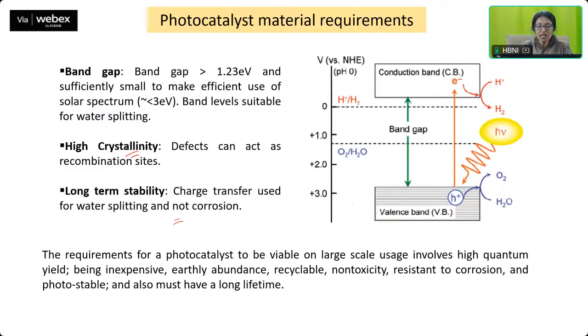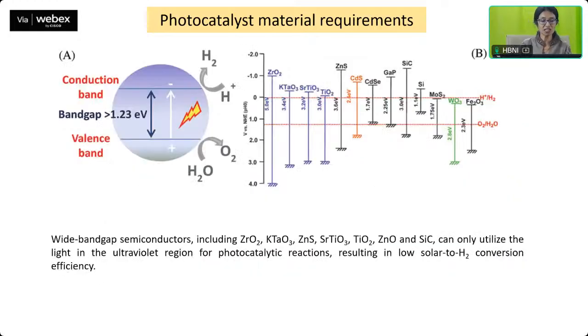So the requirements for a photocatalyst to be viable for large scale usage involve high quantum yield, being inexpensive, earth abundance, being recyclable, non-toxic, resistant to corrosion and photostable, and it must also have a very long lifetime. So these are the points which you need to consider when you are designing a photocatalyst material.